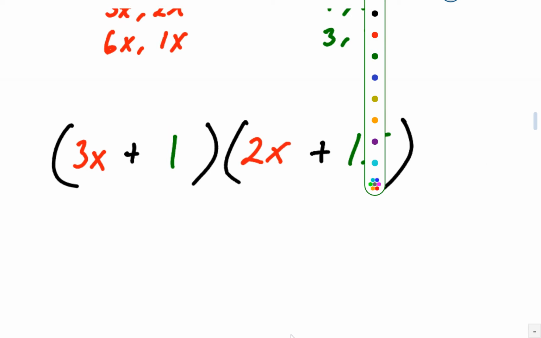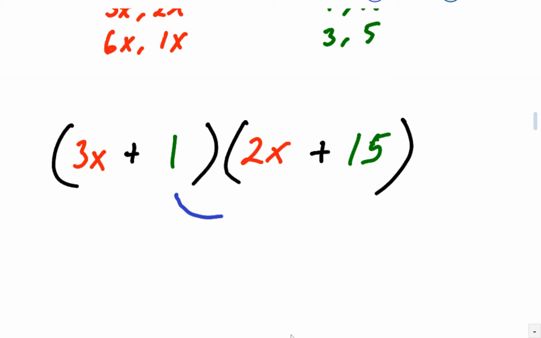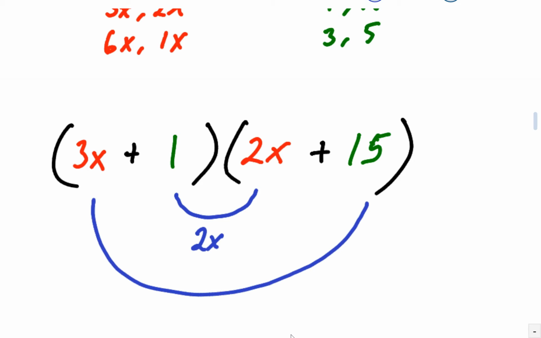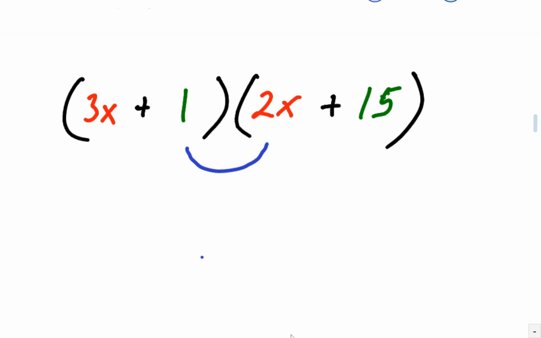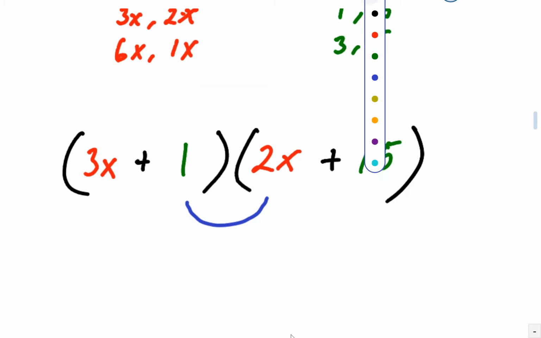Okay. And then you always want to try quick inside-outside multiplication. So that gives us 2x. This will give us 45x. Okay. We need the middle term to be 19. Okay, well 45 and 2 is not going to give us 19. Okay. So we're going to try something else. Okay. So instead of 1 and 15, we could swap them. We could do 15 and 1.